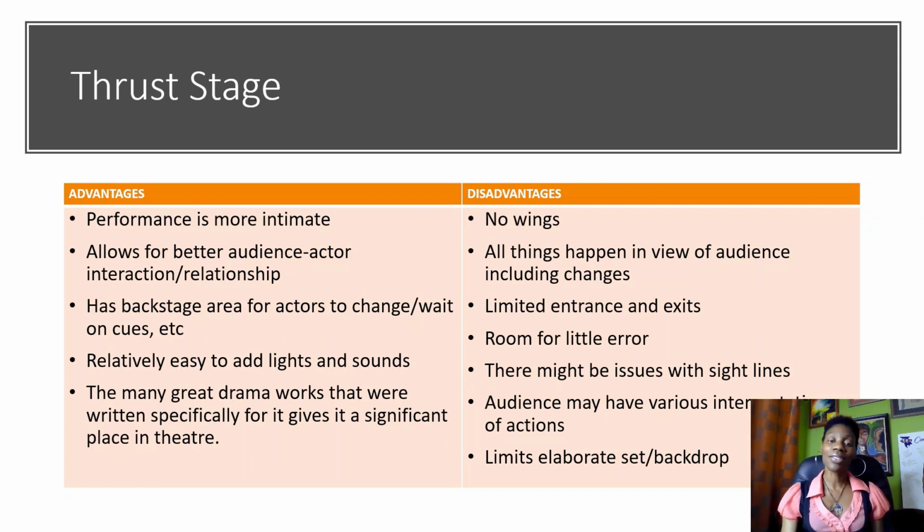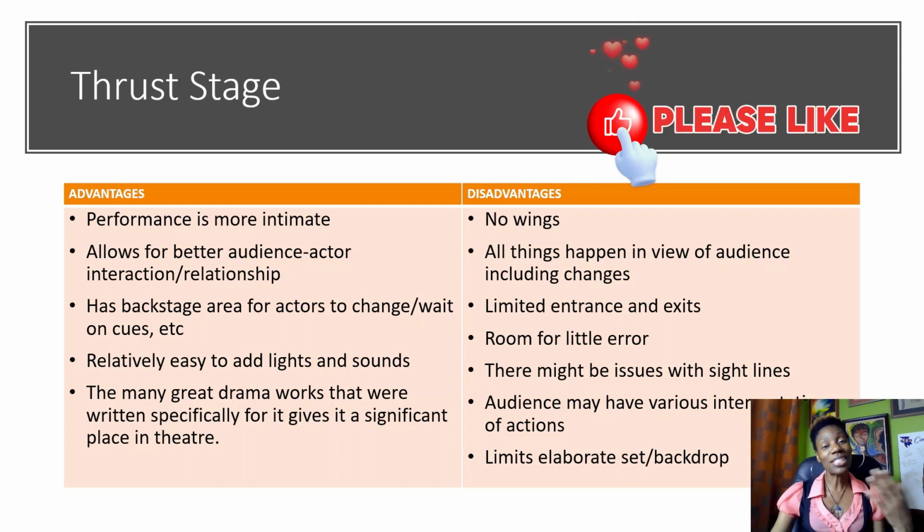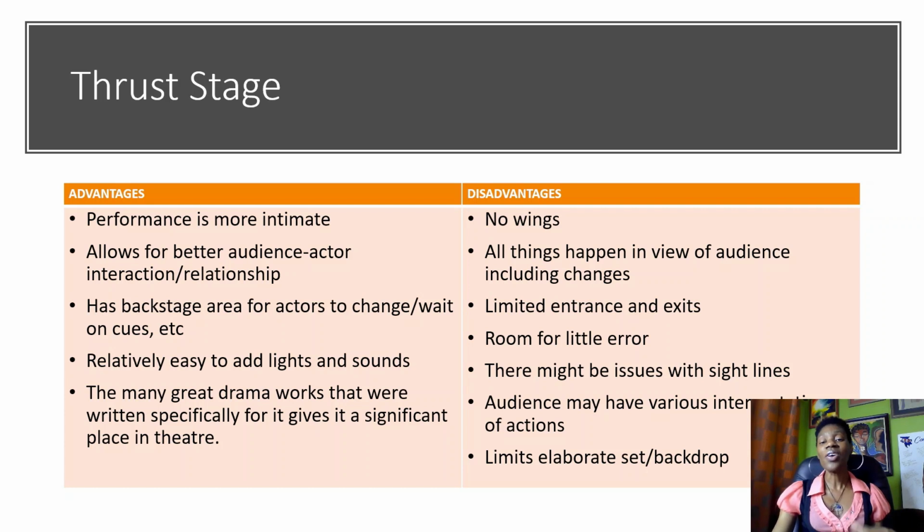And so let us now look at some of the disadvantages. One of the main disadvantages is that with the thrust stage, you don't have the wings as you have with the proscenium arch stage. So because you don't have the wings, the actors will not have any space to stand in the wings and wait on their cues. And everything happens in full view of the audience with the thrust stage, because sometimes there's no curtain, and so the audience gets a chance to see everything. So the changing of scene, etc., all of those things will happen in full view of the audience.